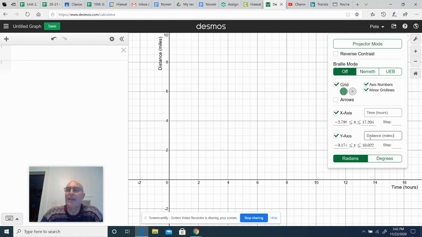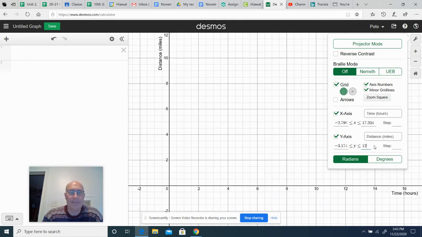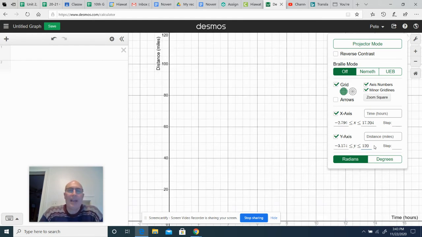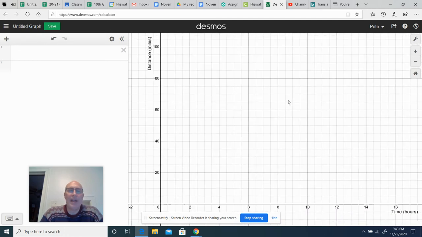It looks okay, but you could change these numbers here, and you could try that and just see what happens to these axes. It makes them stretch out or not stretch out. Actually, I'm going to change my distance side because I want more miles. I want to have more miles on my distance side. So I'm going to put 120 miles. My cars might go 120 miles. All right.